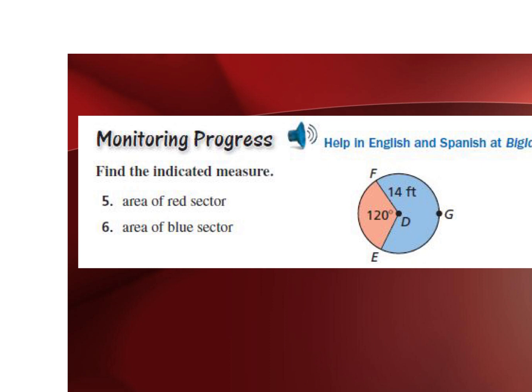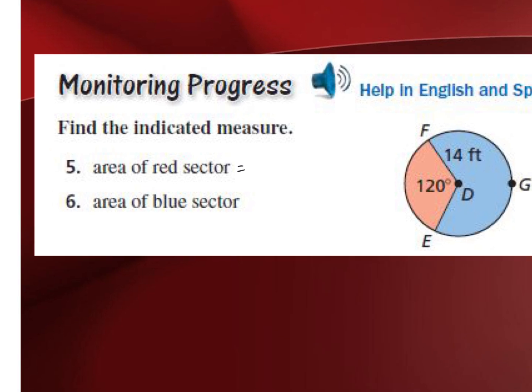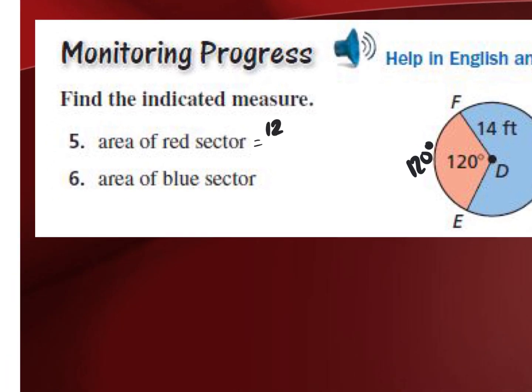We need to find 2 sectors of this circle. We need to find the area of the red sector and the area of the blue sector, okay? The area of the red one, I'm going to say that's equal to the measure of the arc of the red sector. What's the measure of the arc of the red sector? 120. How do you know it's 120? What is that angle inside called? The central angle is 120. Very good. So the central angle is 120, so the arc is 120. Therefore, we're going to use 120 as our numerator.